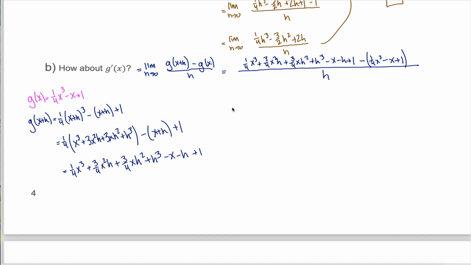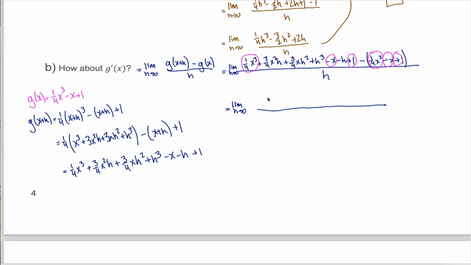And we want to divide that by h. It looks horrible, right? It's the worst thing we've seen so far in this class. And I even forgot to put the limit in here. But the good news is things are going to simplify really nice. 1/4 x cubed minus 1/4 x cubed, those are just going to cancel out. Negative x minus negative x, which turns into positive x, those are going to cancel out. 1 minus 1, those are going to cancel out. All the stuff in pink is gone.